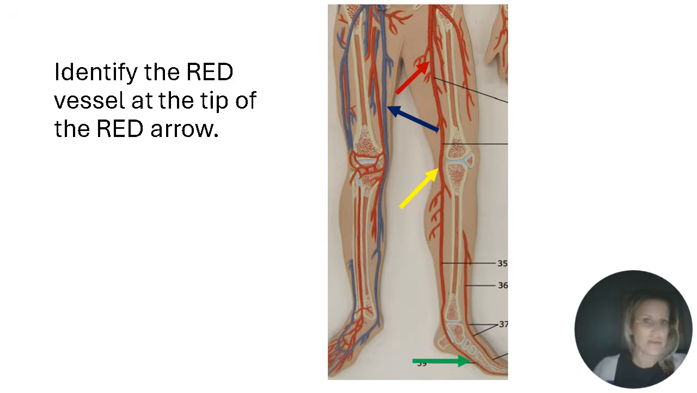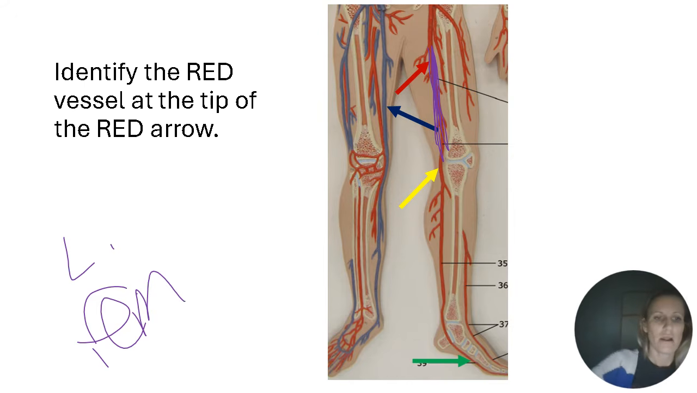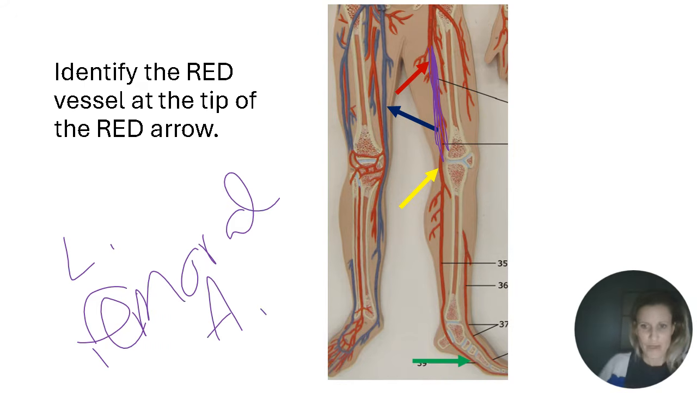Identify the red vessel at the tip of the red arrow. We just mentioned this previously. So this is talking about this artery up here. Remember, we said that was the femoral artery. Again, it's in the left leg, so left femoral artery, right? So as soon as the vessel crosses into the leg, that becomes the femoral artery.